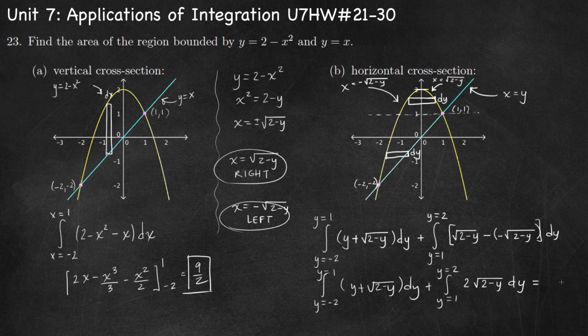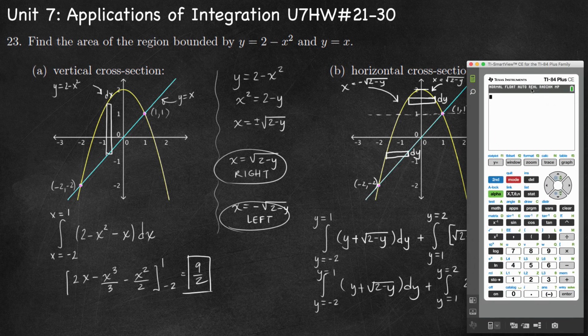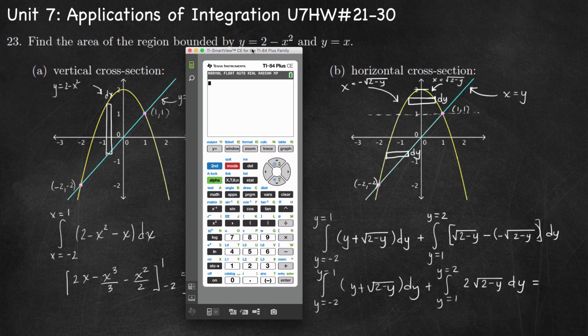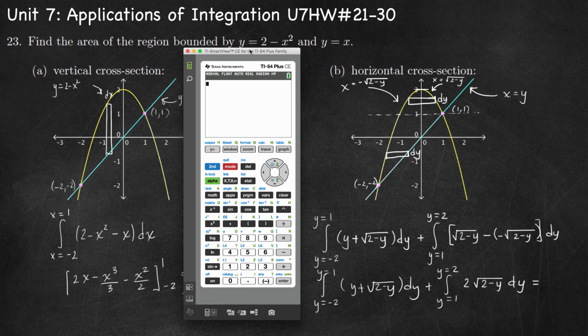If we want to integrate this by hand, we would have to do a u substitution to integrate the square root of 2 minus y. The derivative of the inside function is negative 1, so we need to adjust for that. I'm going to go ahead and do this one on the calculator, partly because I'm out of room, and partly because I just don't want to integrate the square root of 2 minus y. So let's do math 9, and we're going from negative 2 to 1.